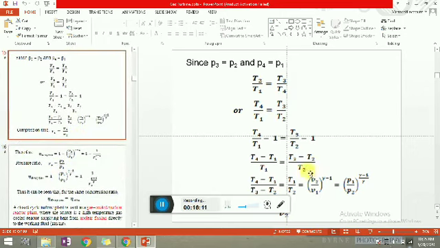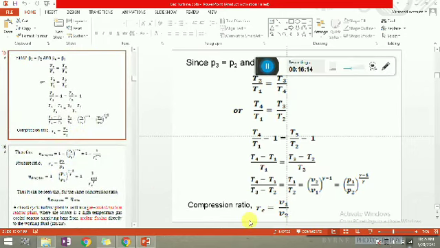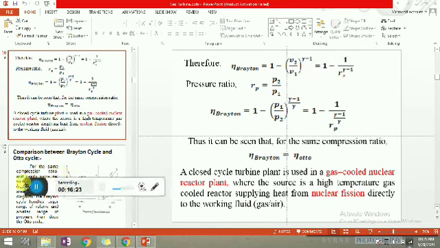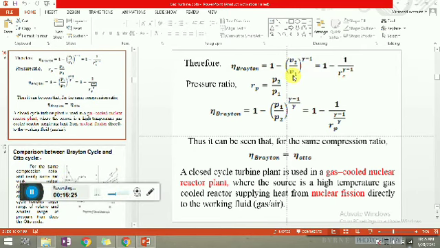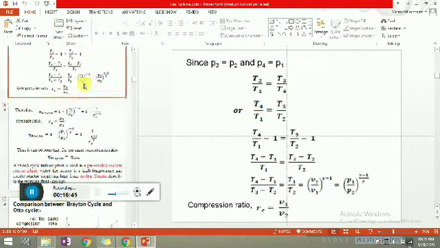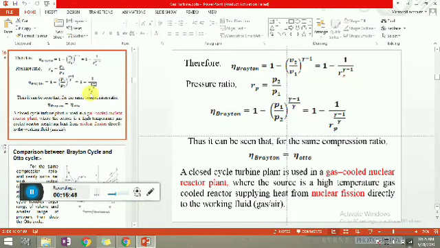We already know the compression ratio is V1 by V2. If we reverse this, V2 by V1, that is 1 by V1 by V2, is equal to 1 by the compression ratio. So efficiency is 1 minus 1 by RC to the power gamma minus 1. Or instead of writing V2 by V1, we can also write P1 by P2. So the other form is P1 by P2 to the power gamma minus 1 by gamma.